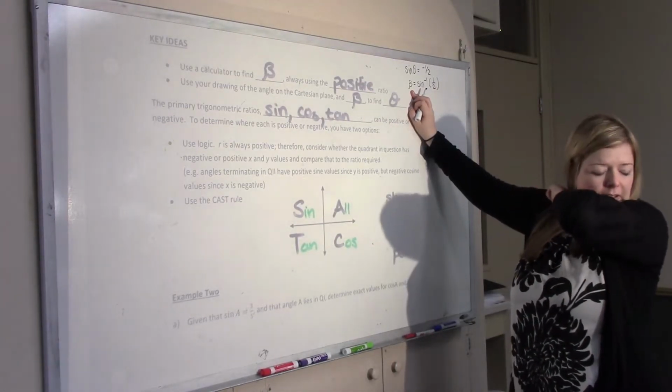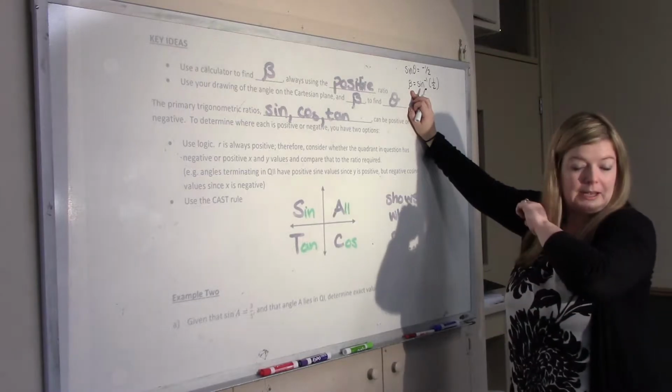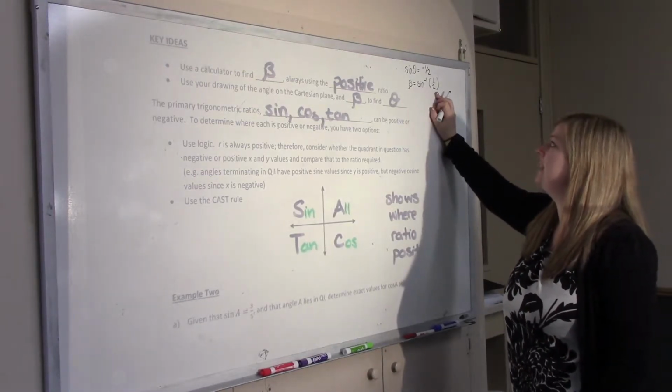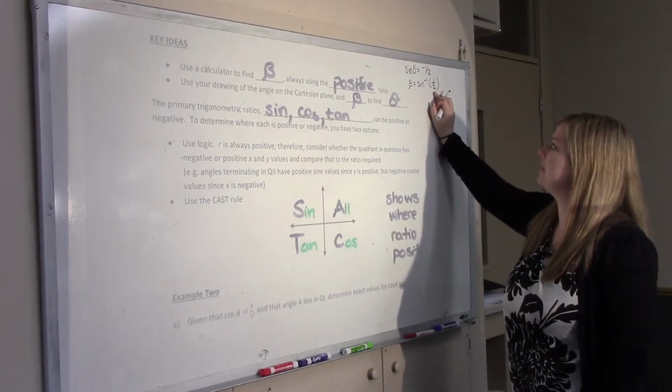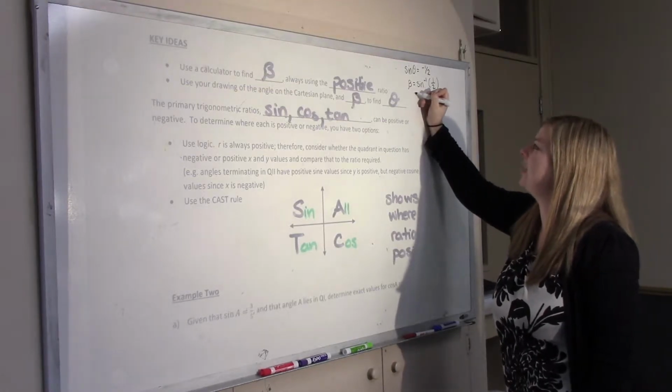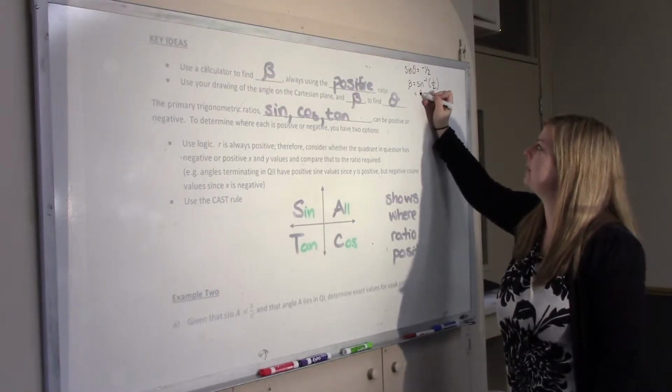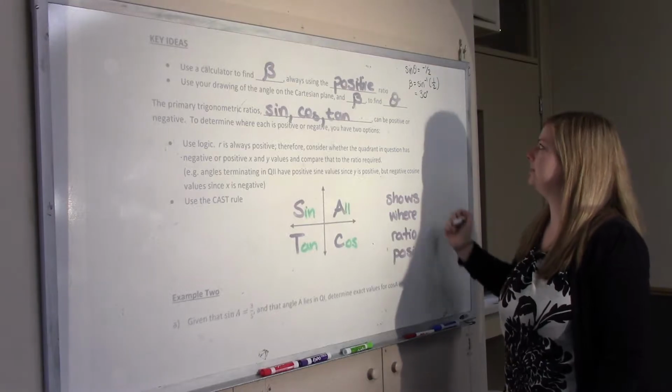Because beta is always acute, okay? So no matter what this is, you always find the positive version. And so then you would find that beta would be 30 degrees.